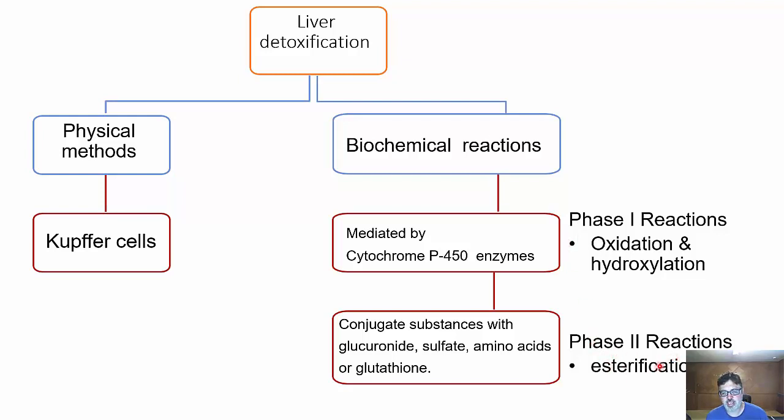This is esterification of the substance. And basically what we do here is conjugate the substance with glucuronide, sulfate, amino acids, or glutathione. And by conjugating it, that will make it water soluble, which can then be released into the bile as a waste. So that'll help us get rid of some of those foreign substances in detoxification.